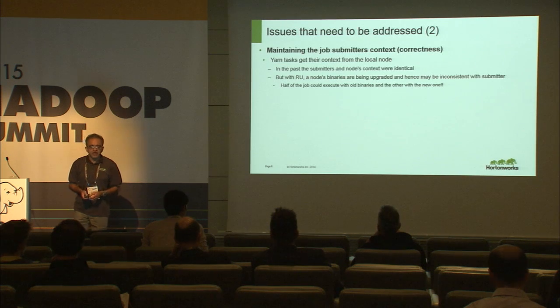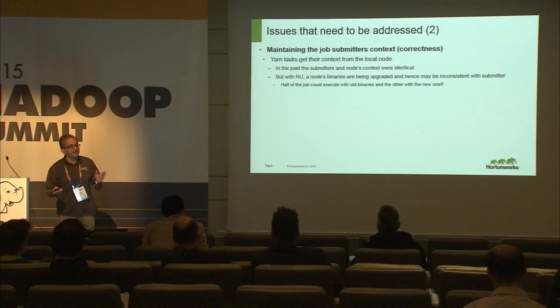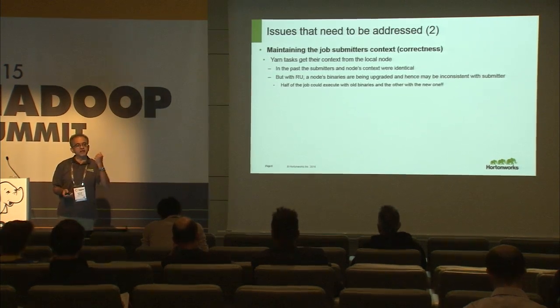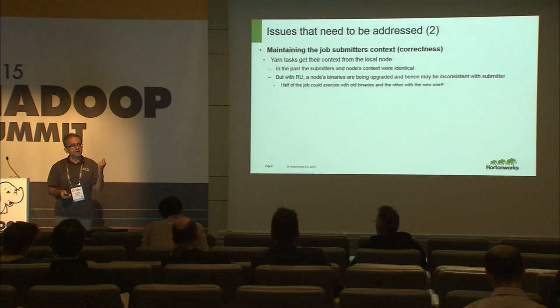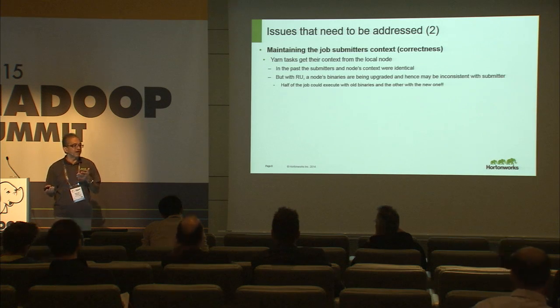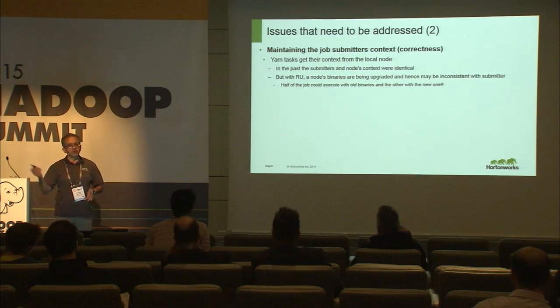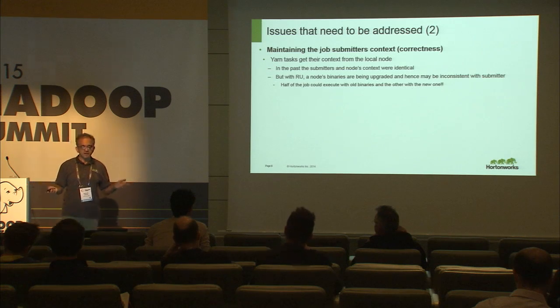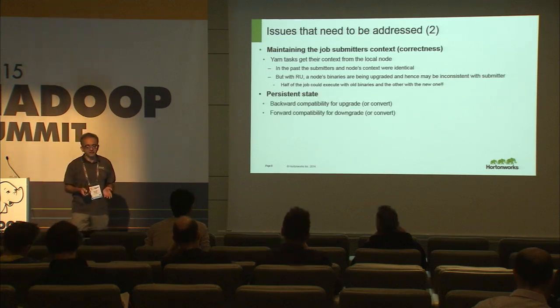And the other one is there were correctness issues. For example, YARN tasks would get a mixed context. It really needs to maintain the context of the job submitter. And now there are two versions of the binary, and the code at that time in both the Hadoop 1 job tracker and in YARN was that the binaries would be taken from the local node, and you would get an inconsistency. So if, for example, your node manager was already upgraded, it would get that node manager's binary. And so this was something that needed to be fixed.